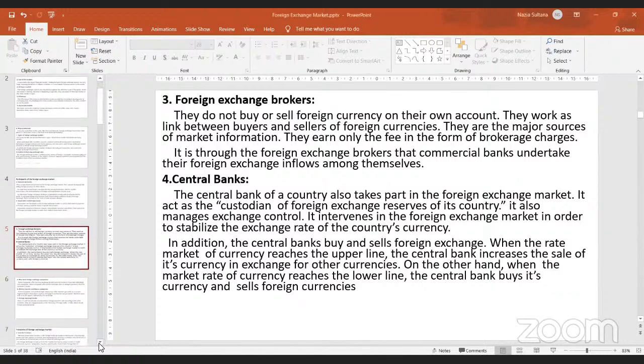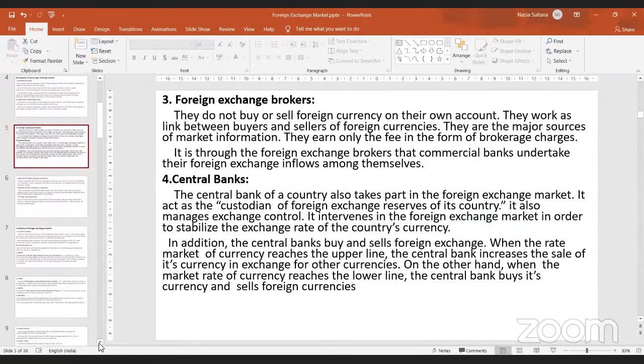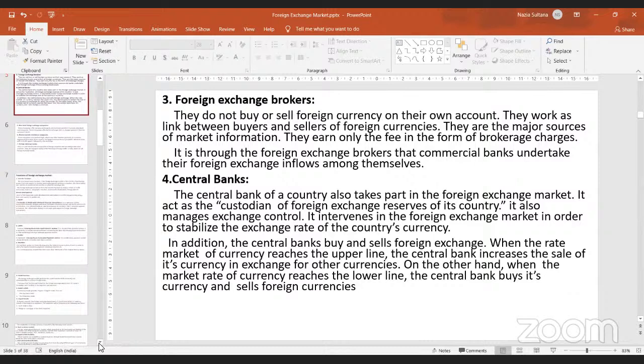So the central bank will, from time to time, take updates from commercial banks and foreign exchange brokers as to how much money has been flowing in and out of the country under the FEMA Act. They would need to understand the dealings which are happening in foreign currency. So the central bank is also a participant there.